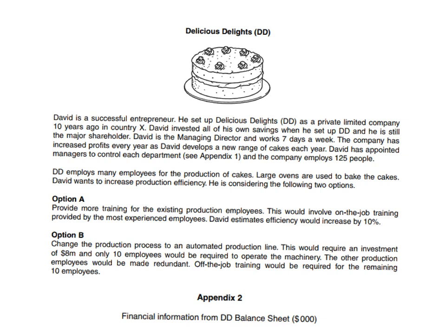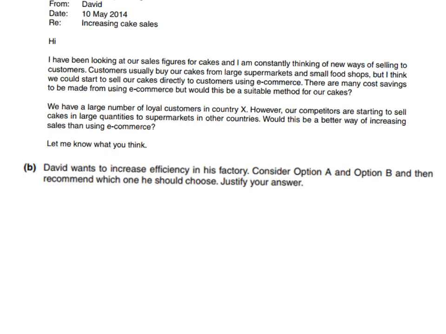And that's why it's important that, once you've read the question, you go back and revisit the case study to make sure that you are picking out the key clues which relate directly to that case and that question. So we can see here, David wants to increase efficiency in his factory. Consider option A and option B, and then recommend which one he should choose.